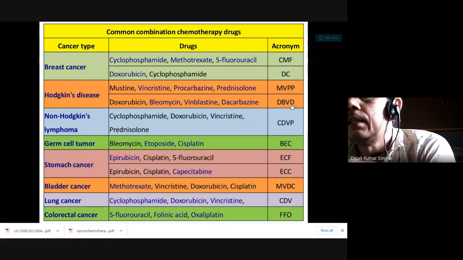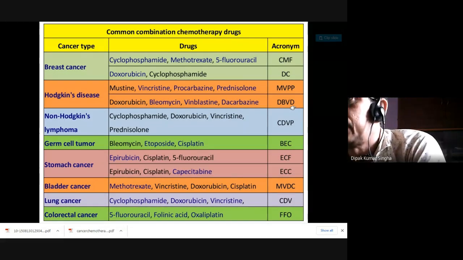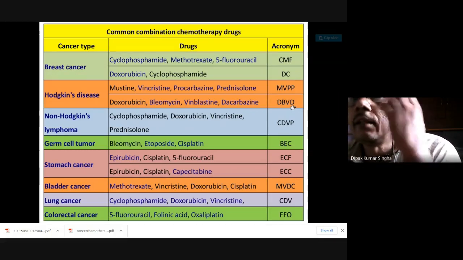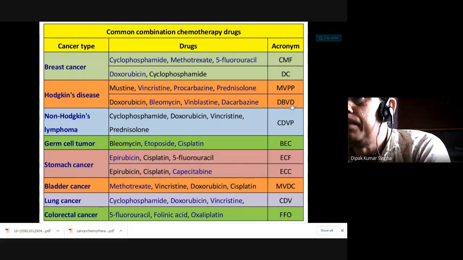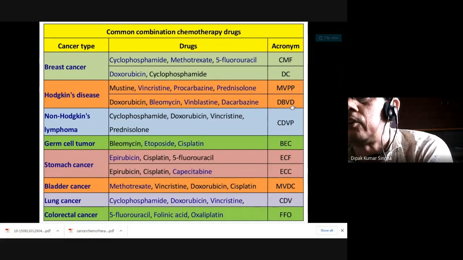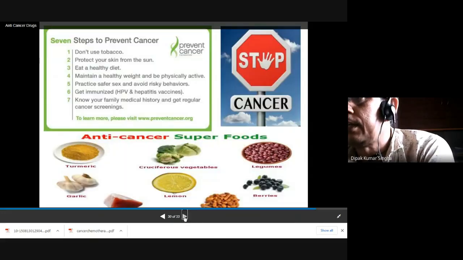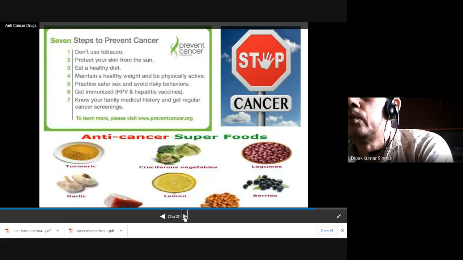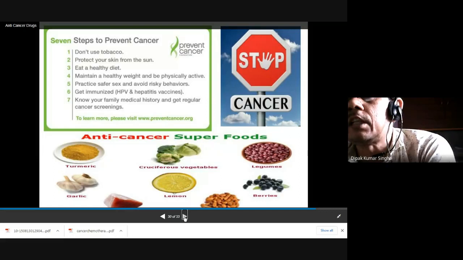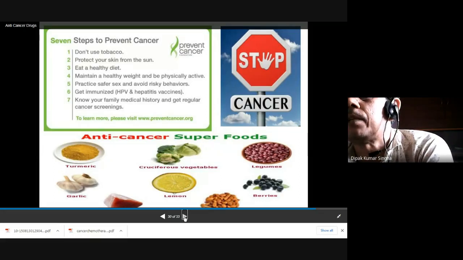Stomach cancer: epirubicin, cisplatin, 5-fluorouracil, or epirubicin, cisplatin, and capecitabine. Bladder cancer: methotrexate, vinblastine, doxorubicin, and cisplatin. Lung cancer: cyclophosphamide, doxorubicin, vincristine. Colorectal cancer: 5-fluorouracil, folinic acid, and oxaliplatin. These are the drug regimens for the different cancer chemotherapies. We can always say that prevention is better than cure. There are 7 steps to prevent cancer.